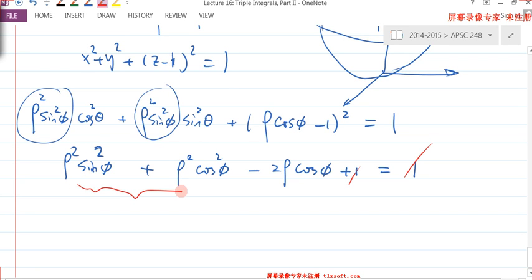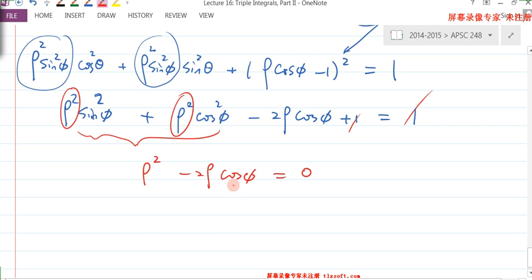The first 2 terms, common factor is rho square. And then you end up with a bracket, inside bracket, sine phi square plus cosine phi square. So basically, I end up with rho square, right? And then this is a minus 2 rho cosine phi. This one is gone, so 0, right? Okay? The last step, this minus this, the common factor is rho. Inside, okay? That make sense? Yeah. So this guy equal to 0.